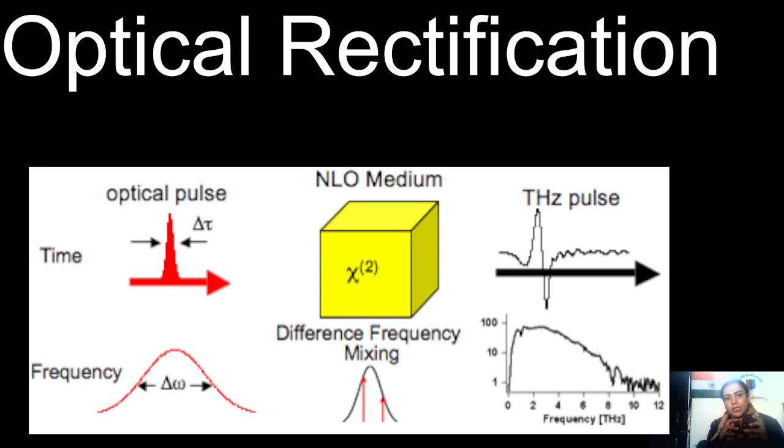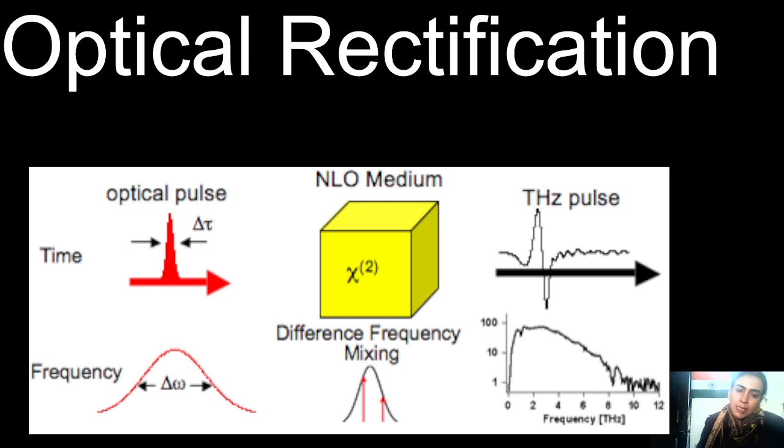So, if the response of the medium towards the electric field is nonlinear, that means it is varying by a power of greater than 1. In that case, it is a nonlinear medium. Now, if it has a second order nonlinearity, that means the susceptibility has the power 2, then we'll have a nonlinear optical medium with second order susceptibility.